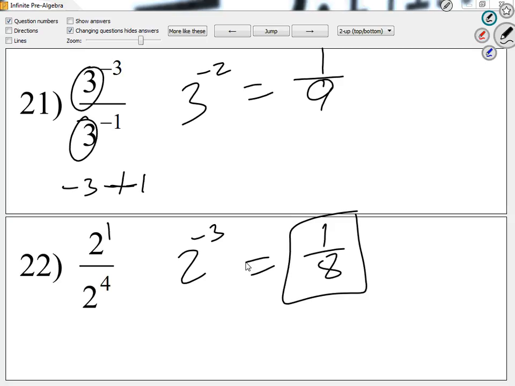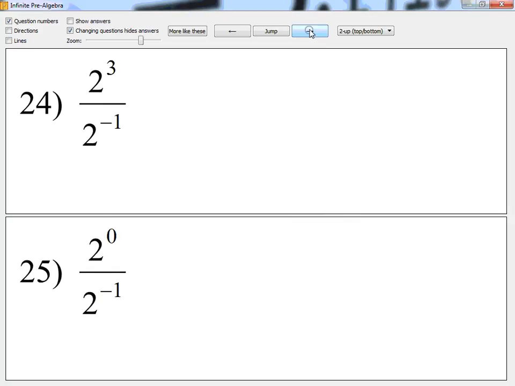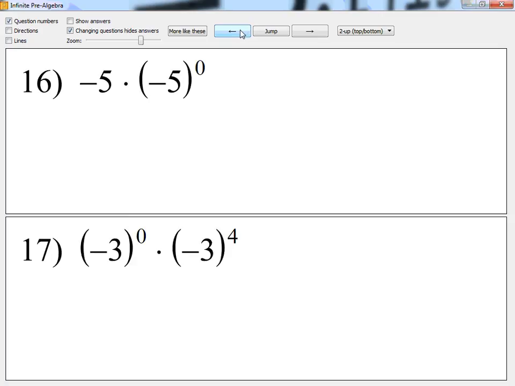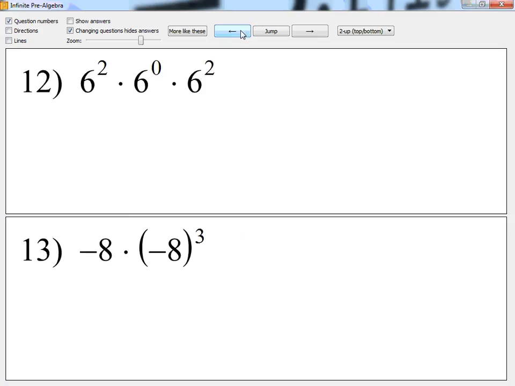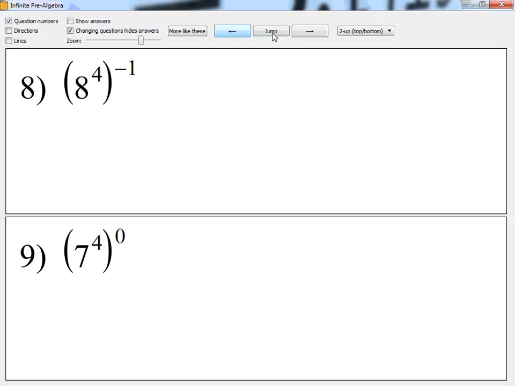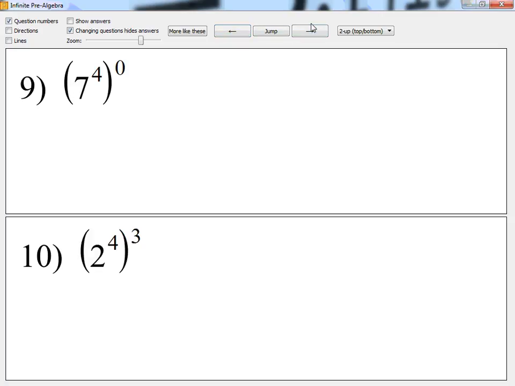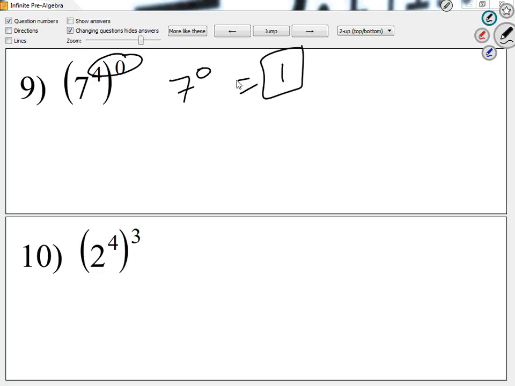Don't forget that anything to the 0 is 1. Let me take a look up, let me find one of those. More likely up here. Take a look at number 9. I know parentheses, I multiply my exponents. So I'm going to have 7 to the 0. Because I multiply my exponents. But then I said anything to the 0, it's always 1. So my answer for number 9 is 1.